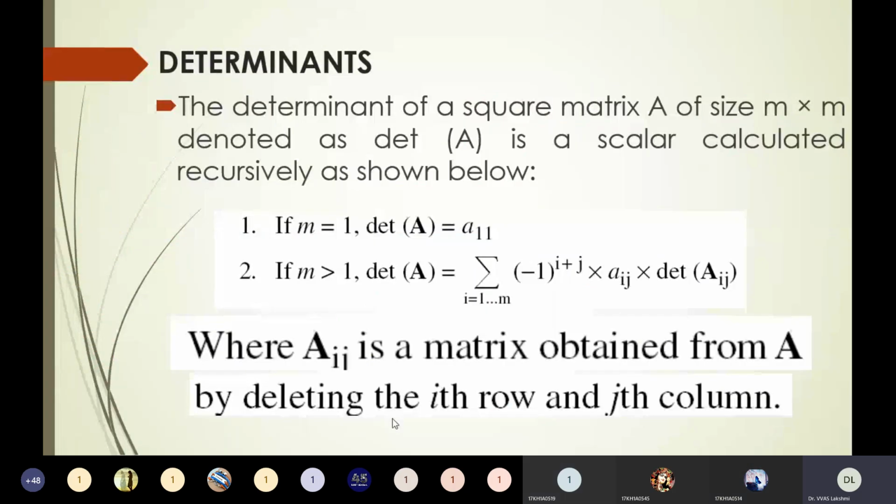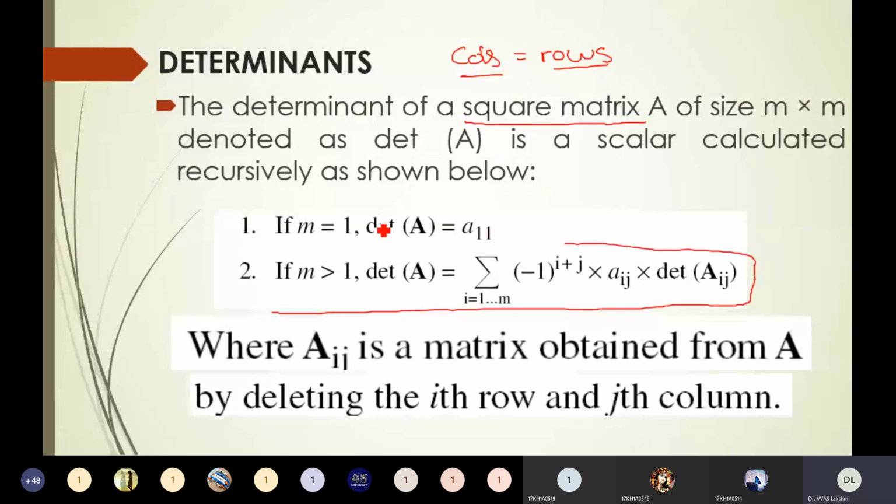Okay, next one, determinant. Here the determinants are defined only for square matrices. What is meant by a square matrix? The number of rows and number of columns, both sizes should be equal. That matrix is said to be a square matrix. Here we are going to calculate the determinant of a square matrix. This is the formula.